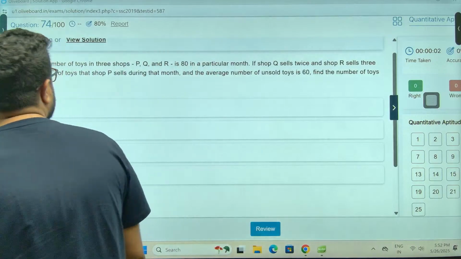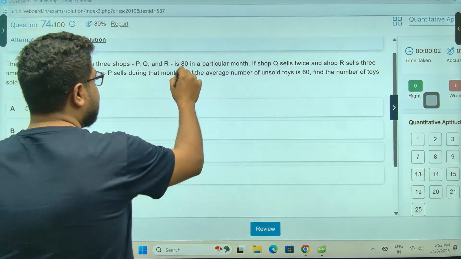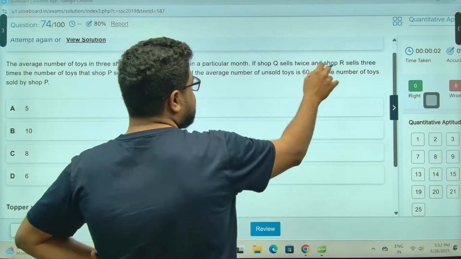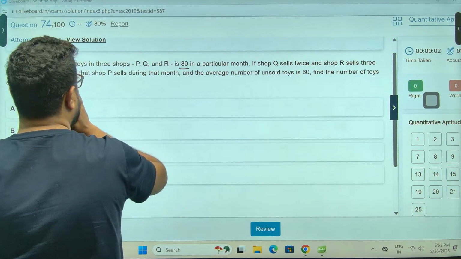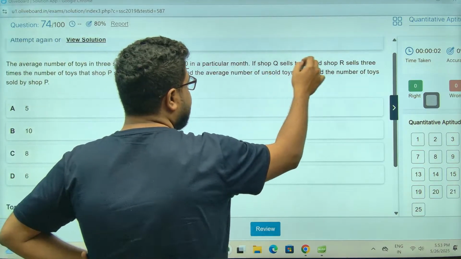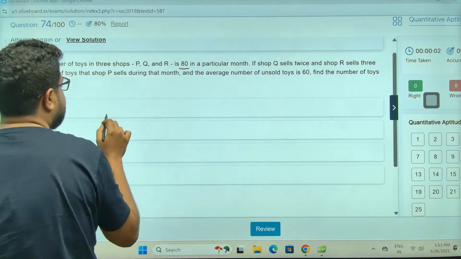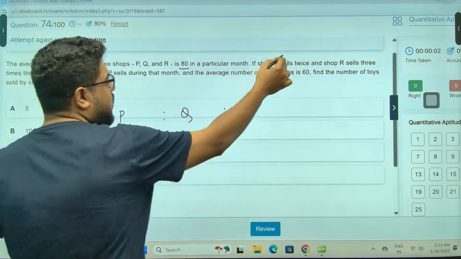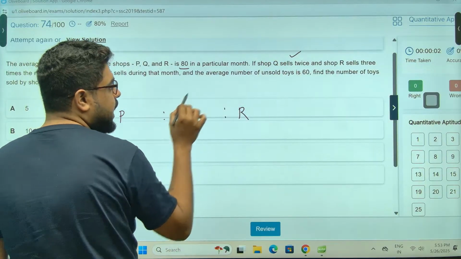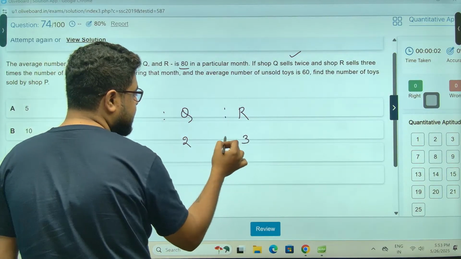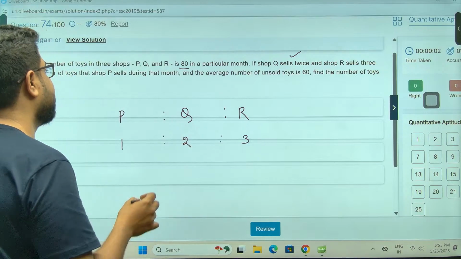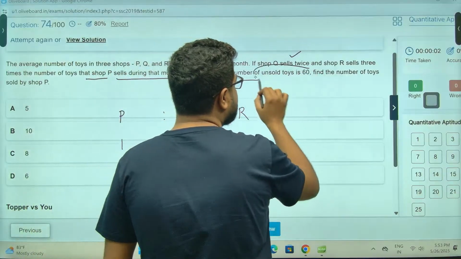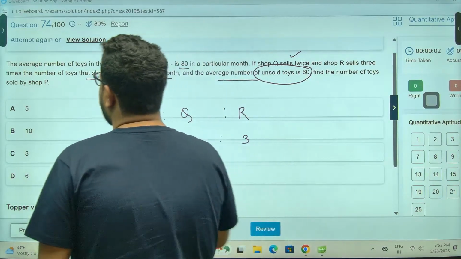The average number of toys in 3 shops P, Q, R is 80 in a particular month. Shop Q sells twice and shop R sells thrice the items that P sells. So if P is 1, Q is 2 and R is 3. The ratio is 1, 2, 3. The average of unsold toys is 60. The question asks for the number of toys sold by shop P.